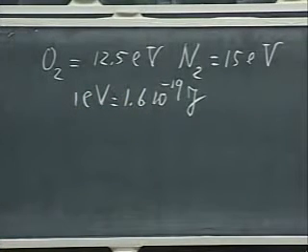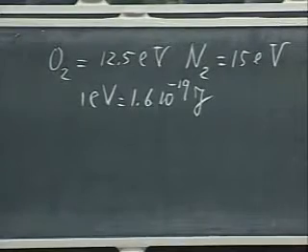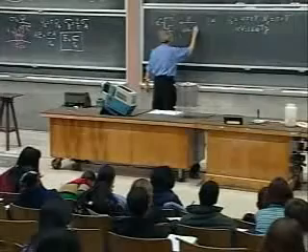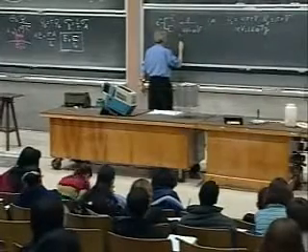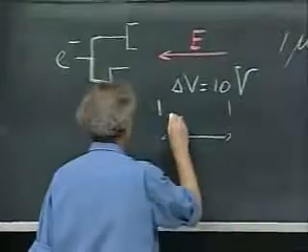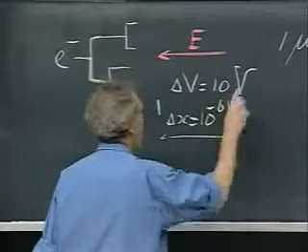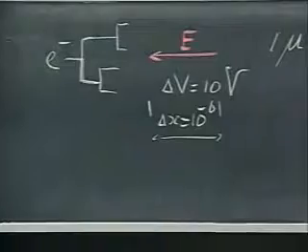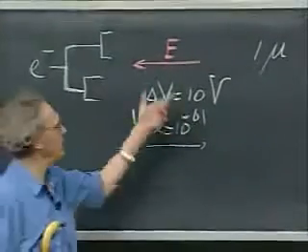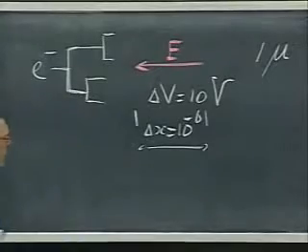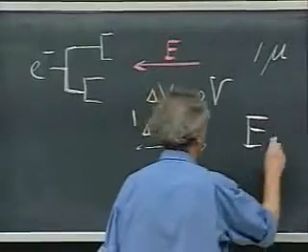So we want the electron to move over a potential difference delta V, which is roughly 10 volts, and we want it to do that over a distance delta x, which is 10 to the minus 6 meters. That's your 1 micron. And if that happens, the electron gets enough kinetic energy to cause an ion. So what electric field is required for that?